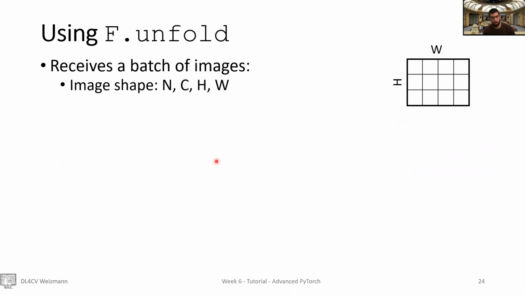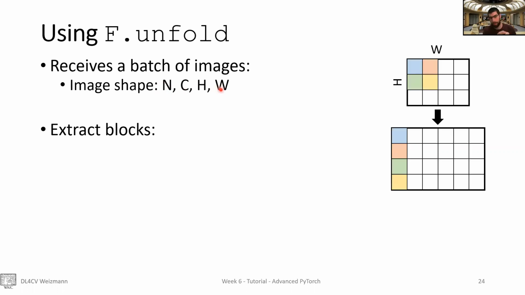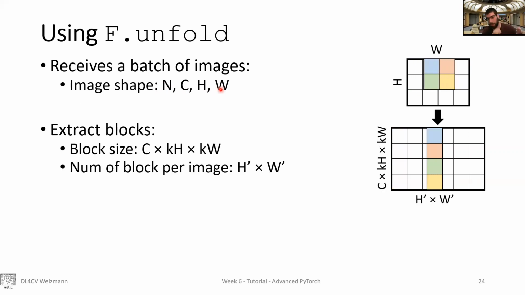So we receive a batch of images, where n is the batch size, c is the number of channels, h is the height, and w is the width. And unfold extracts blocks. What does it mean? It goes over the image with blocks of the defined kernel size, and with the defined stride, and extracts the blocks, where each block is a column here. Now note that the block size is C, which is the number of channels, times KH by KW, which is the kernel size.